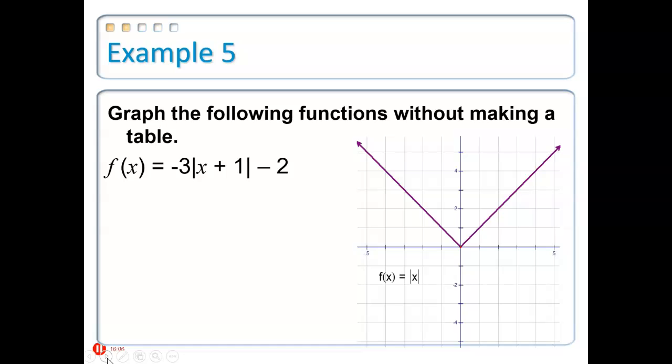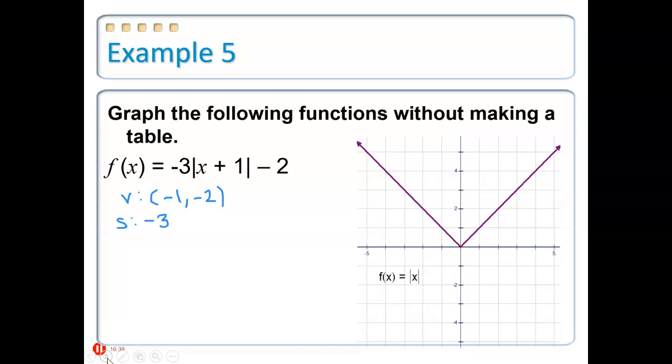It does not stay that simple. You can see in this example here, we've now changed our slope. So the slope has changed, the vertex has changed, so my graph is changing. The vertex is (-1, -2). The slope is now -3.